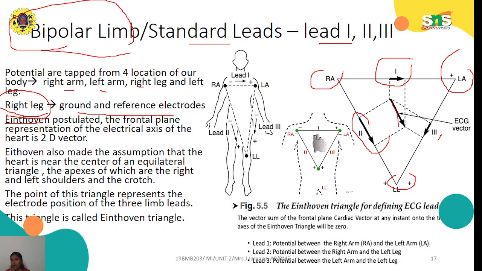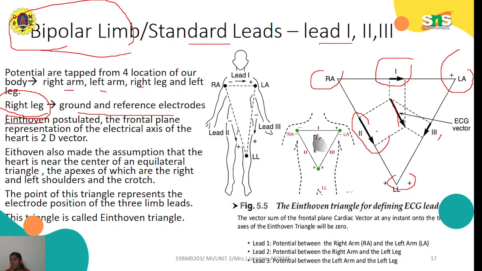Okay, so lead 1 is a potential difference you are going to measure between the right arm and left arm, and lead 2 you are going to measure between the right arm and left leg, and lead 3 is going to be between the left arm and left leg. So if you see this cardiac vector of the heart, if you compare the cardiac vector similarity between these three, that is lead 1, lead 2 and lead 3, by seeing it yourself you come to know which cardiac vector is almost 100% similar to the actual cardiac vector of the heart, that is lead 2, right? So lead 2 actually gives the exact true picture of the heart, that is the ECG vector. So that is the reason we highly recommend lead 2 compared to lead 1 and lead 3.